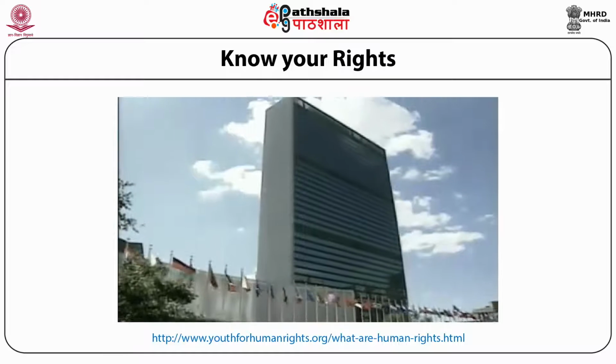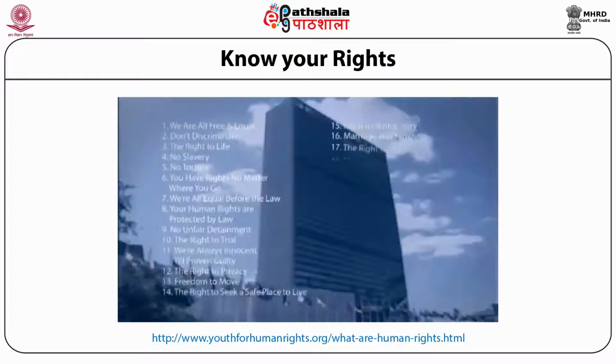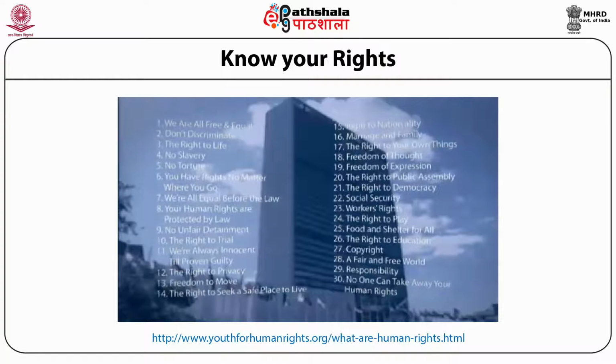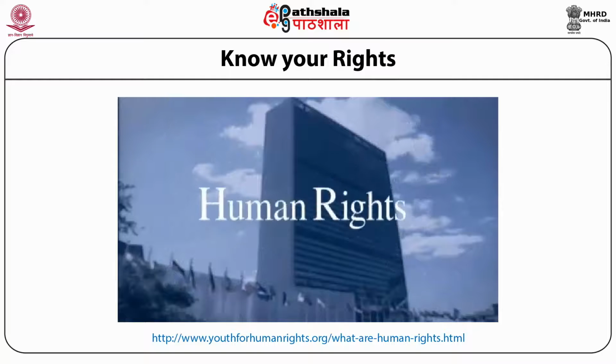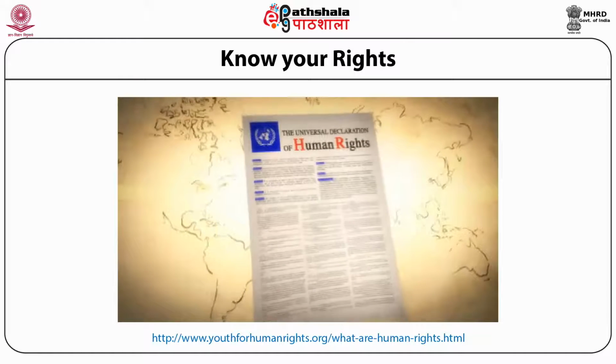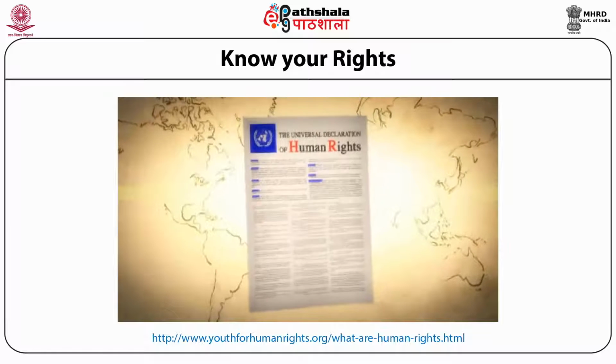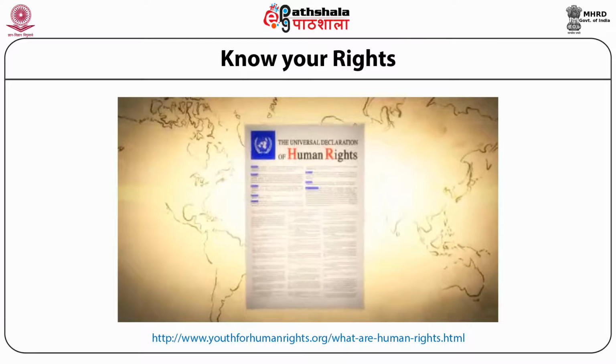According to the United Nations, there are a total of 30 human rights, which are usually lumped together and called simply human rights. They're all listed out in the Universal Declaration of Human Rights, which is the world's most widely accepted document on the subject. But it was a long time in coming.